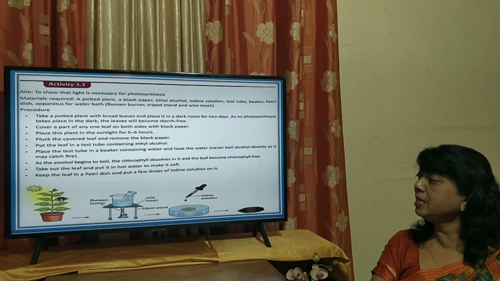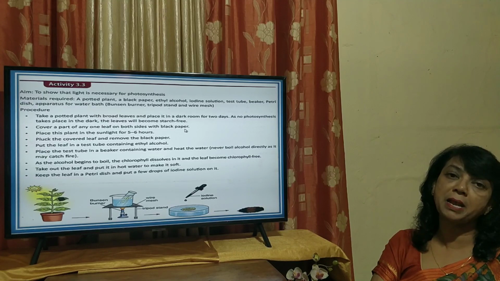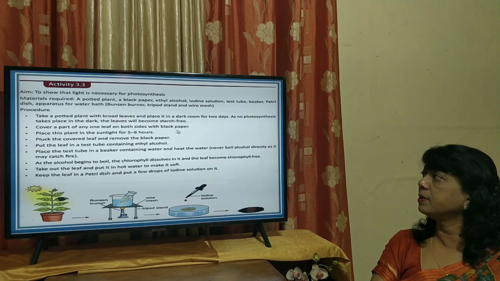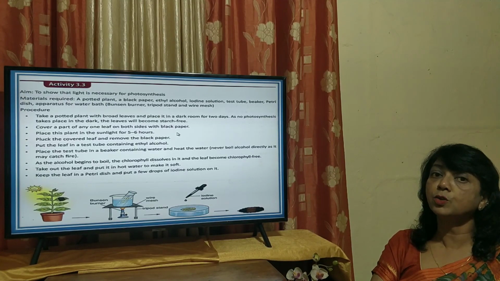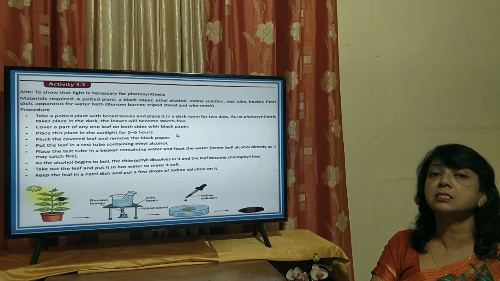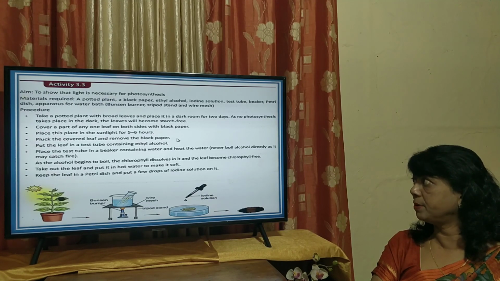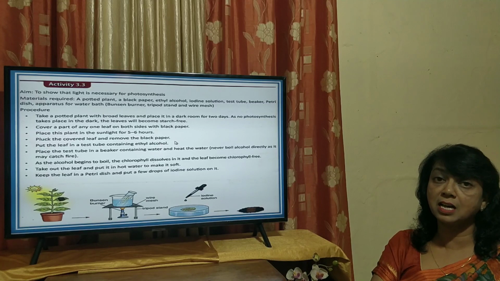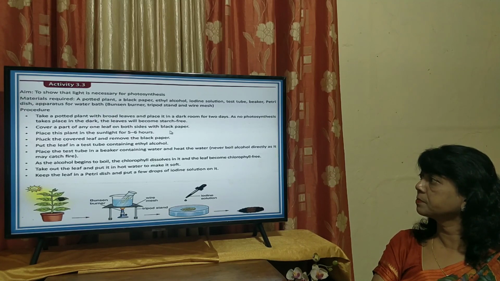Now we can choose any leaf and cover both the sides of the leaf with a black paper or a carbon paper. Place this plant in the sunlight for 5 to 6 hours so that the plant starts making its food. Pluck the covered leaf and remove the black paper. After 5 to 6 hours, we will pluck the same leaf and remove the black paper from it.